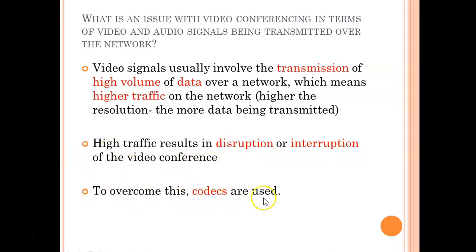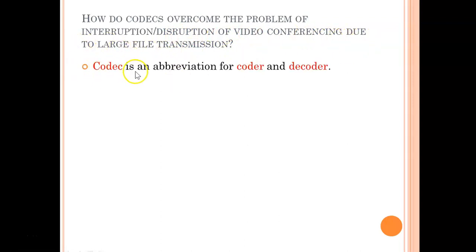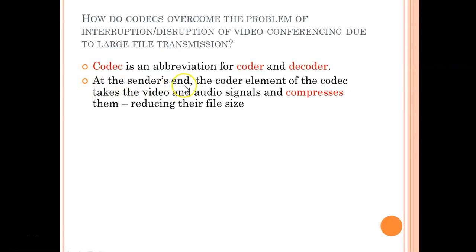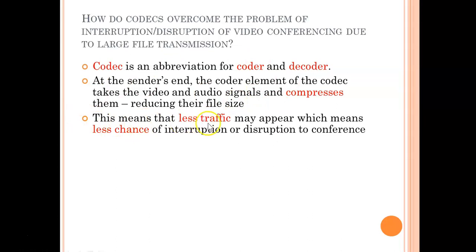To overcome this, codecs are used. How do codecs overcome the problem of interruption or disruption of video conferencing due to large file transmission? Codec is an abbreviation for coder and decoder. At the sender's end, the coder element of the codec takes the video and audio signals and compresses them, reducing their file size. So the original file is compressed, it's made smaller. This means less traffic, which means less chance of interruption or disruption to the conference.